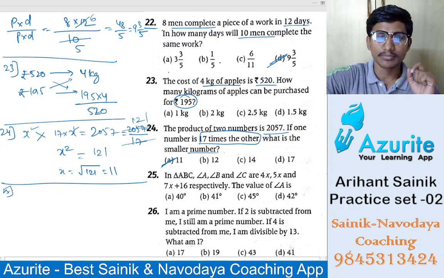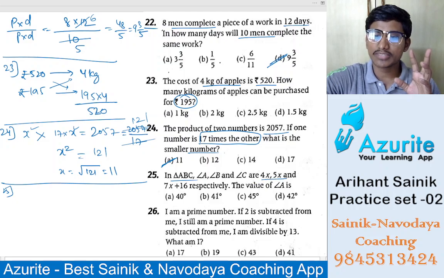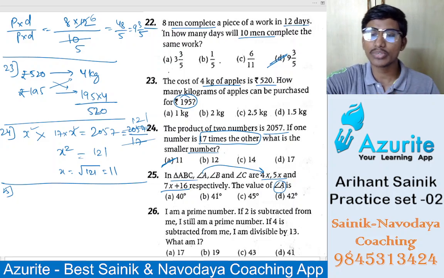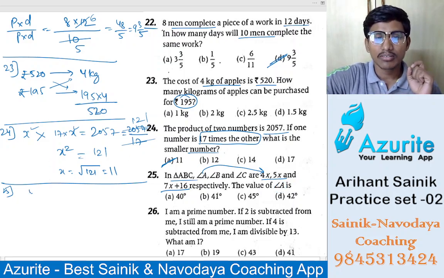Next 25th. Angles of triangle are given. So they are 4x, 5x and 7x plus 16. The value of angle A. A is how much? Here first one, that is 4x. So we have to find 4x. So total all the angles 4x, 5x and 7x plus 16. These are the three angles.